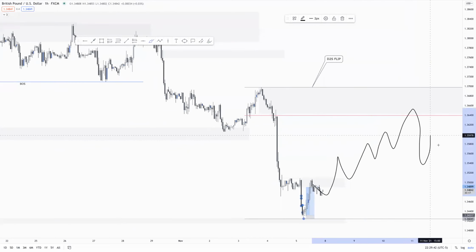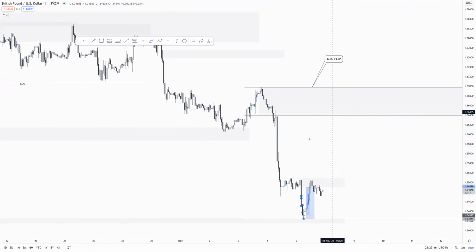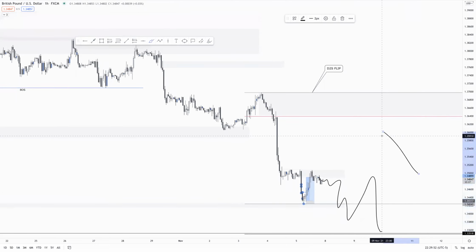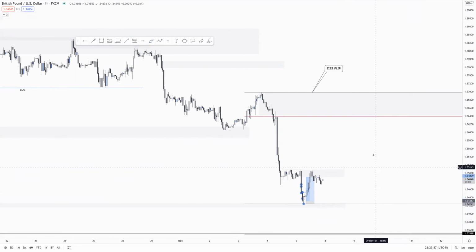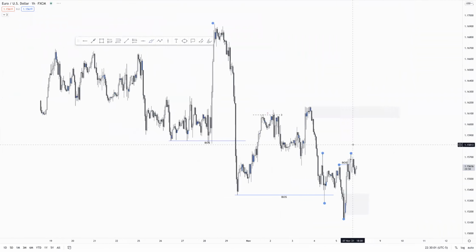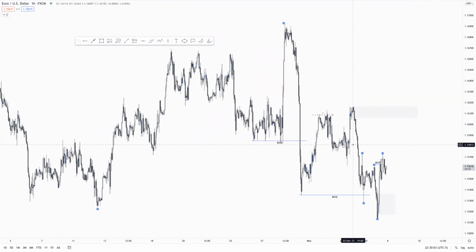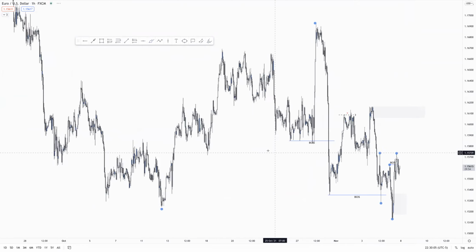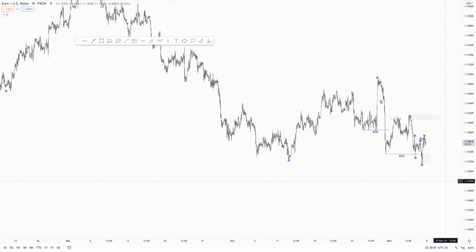So if it does that, I'm going to try to short it off up here. But if it decides to respect this and makes a lower low, I'll wait for a pullback to then short it off lower. So that's what I'm looking at on GBP USD. So I've now covered AU, GU, and now it is time for EU. So EU was a little crazy, to be honest with you.